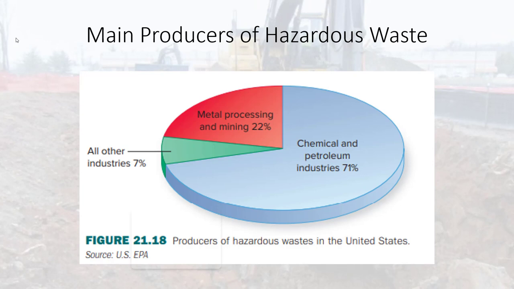Petroleum industries, we've talked about fossil fuels, oil, and the various products that are made from gasoline to fuel oil, etc., plastics, and chemicals. Chemicals are used in all these things from cosmetics to cleaning products, etc.